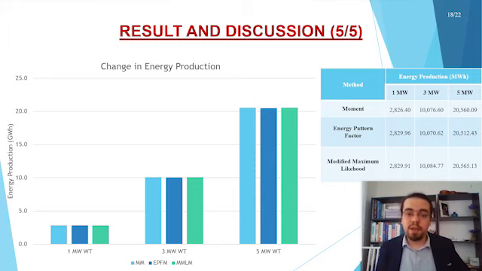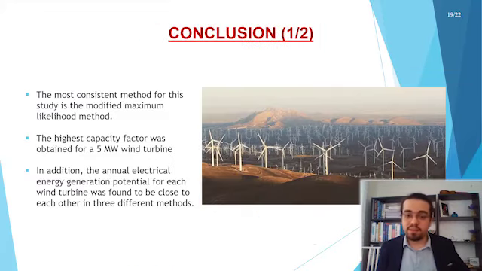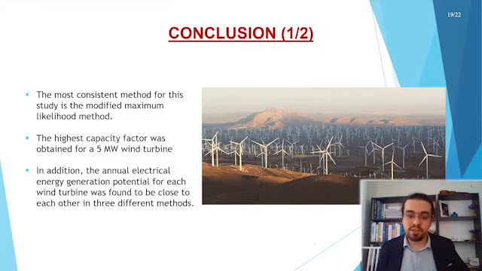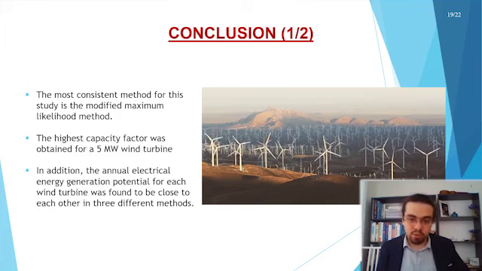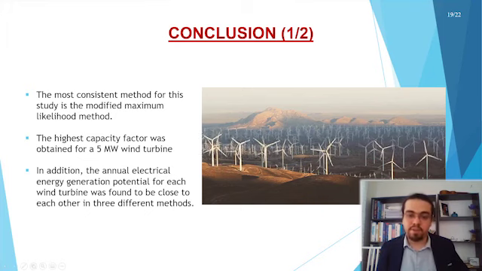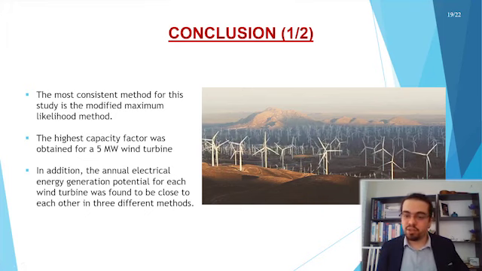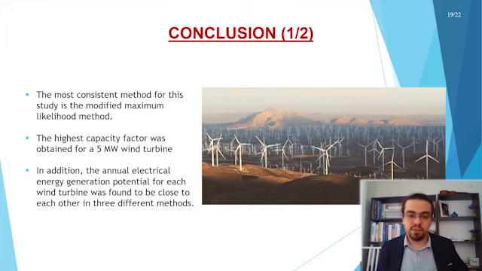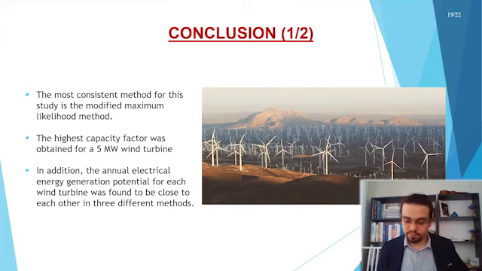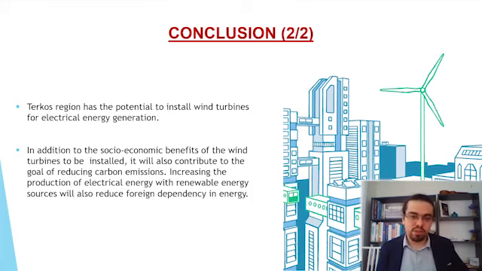20,600 megawatt hours. In the light of all this, it can be said that the most consistent method for this study is the modified maximum likelihood method. The highest capacity factor is provided by the 5 megawatt turbine, and in addition to this, the annual energy potentials have been determined very close to each other. Therefore, the region has enough potential to build a wind turbine.